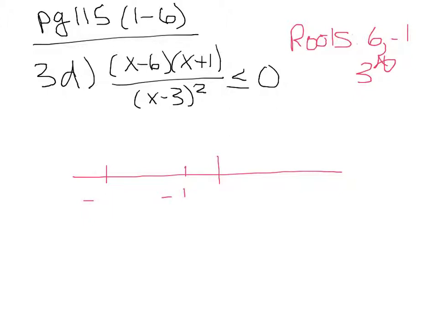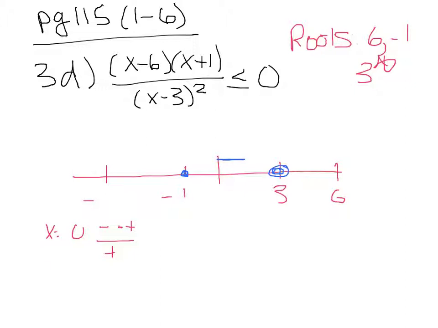Sorry, negative 1, 6, 3. Okay, so we're going to put in some values so we know what's going on. So if x is 0, we're going to have a negative times a positive over a positive. So it's a negative. So this part, between these roots, it's negative.